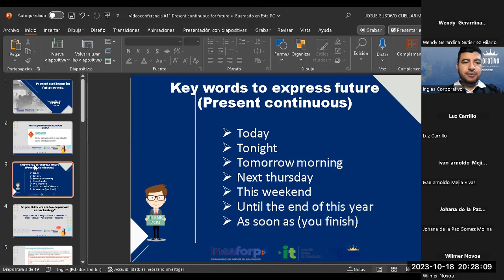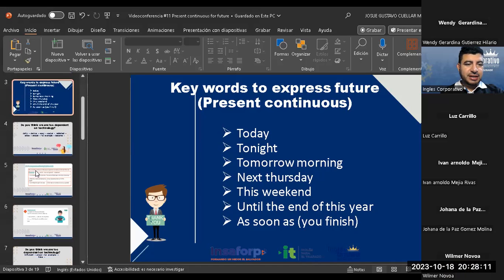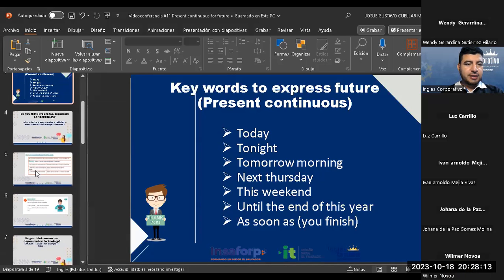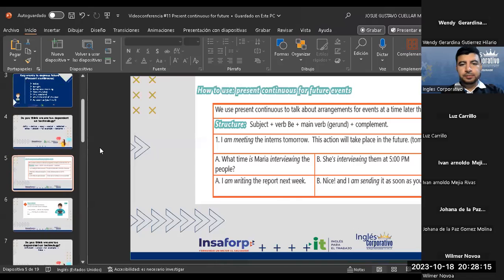We're going to use these phrases later. Vamos a utilizar esas frases dentro de poco, okay? Aquí tenemos lo siguiente. Present continuous. We use present continuous to talk about arrangements for events at a time later than now. Utilizamos el present continuous siempre para hablar de eventos a futuro, pero que están cercanos.